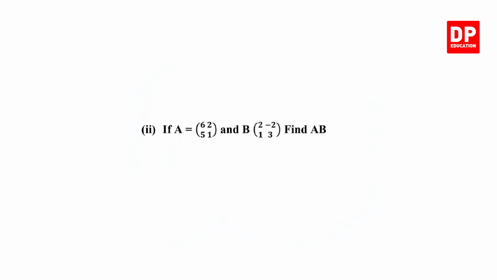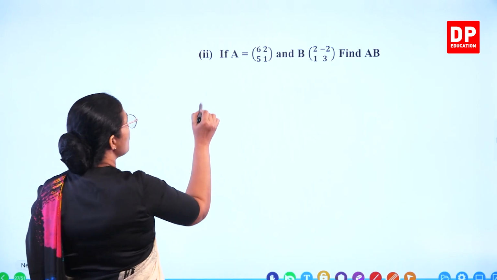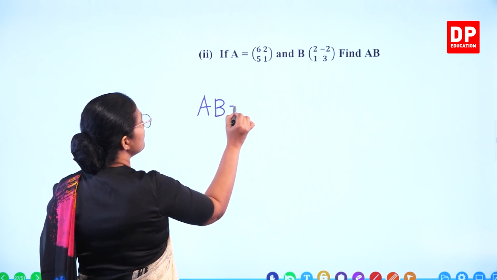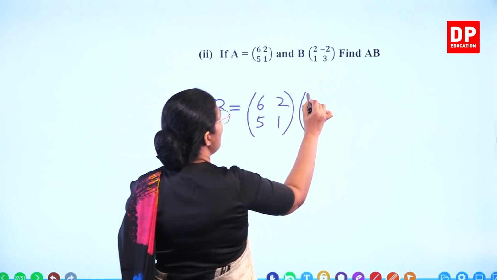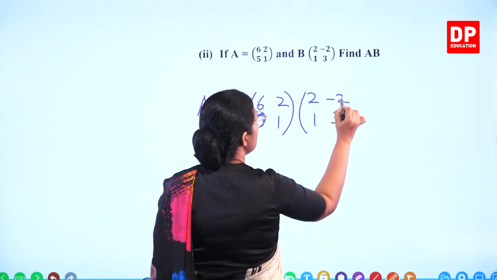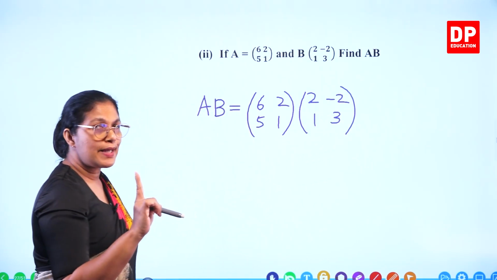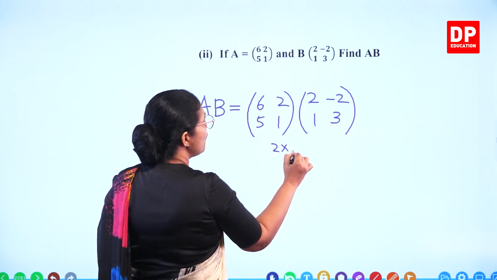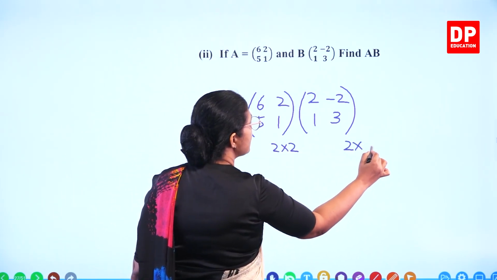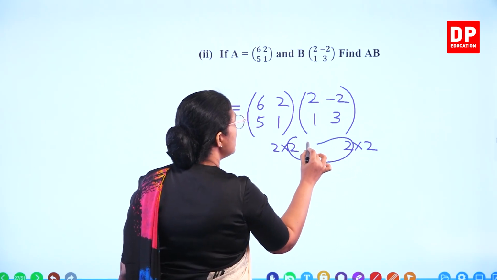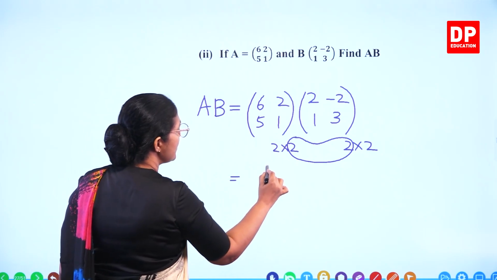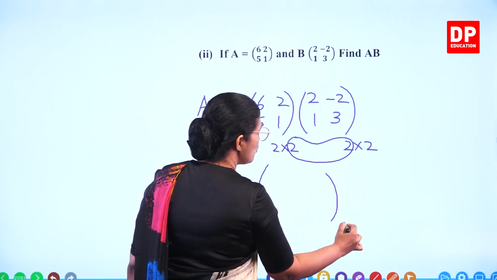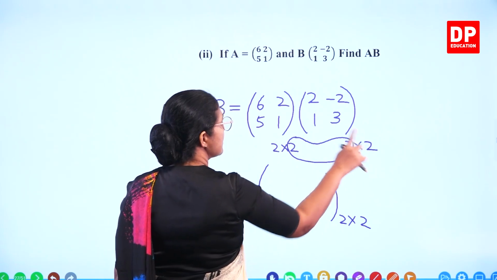Second part. A is given, B is given, find AB. Multiplication. So what is AB? A is 6, 2, 5, 1 multiplied by 2, minus 2, 1, 3. What is the condition for multiplication? The columns of the first one should be the same as the rows of the second one. So that's okay. So what is the resultant matrix? You get again 2 by 2.